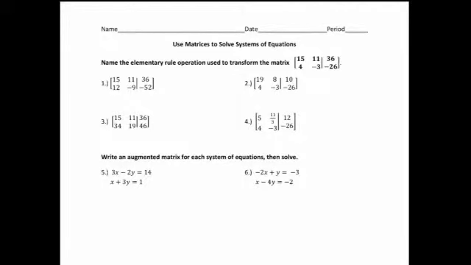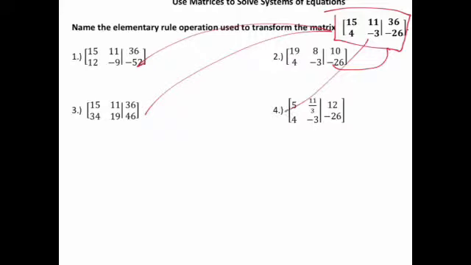Alright, finally it's time for the solutions for the use matrices to solve systems of equations assignment. So on this first section, you just have to figure out what row operation was used to get from our starting augmented matrix to each of these. Each one is just a different row operation.